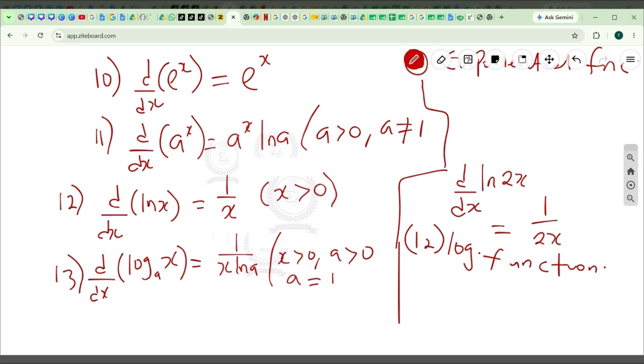A is not equal to 1. So this only holds when x is greater than 0, your a is greater than 0, and your a is not equal to 1. So this is also a log function.